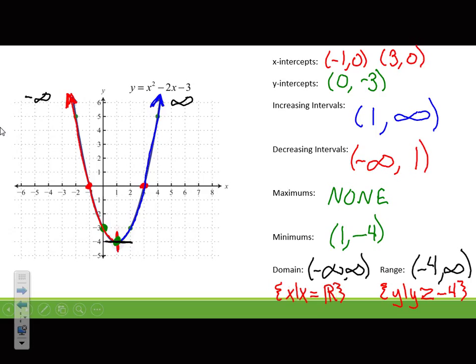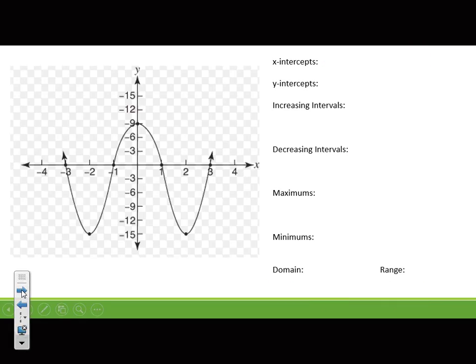All right, there's our first example. So make sure you have all of this written down, please. And we're going to move on to our second example. So here's example number 2. Make sure you get this graph written down correctly, same as what it is here. And then we're going to talk about all of these things to the right.